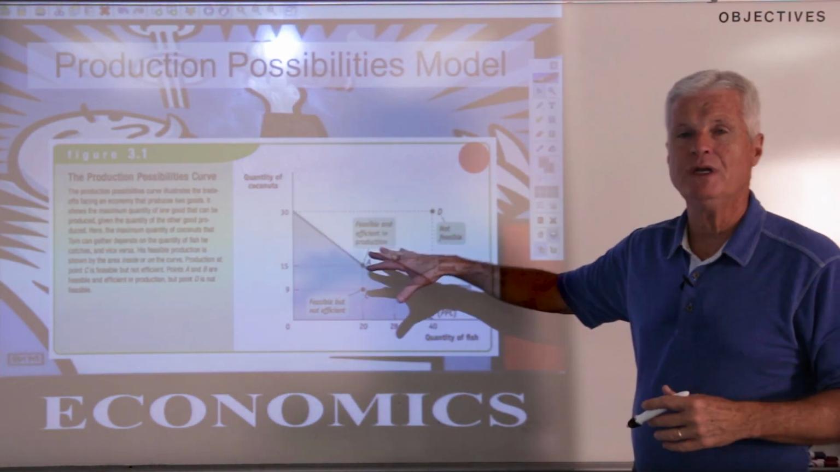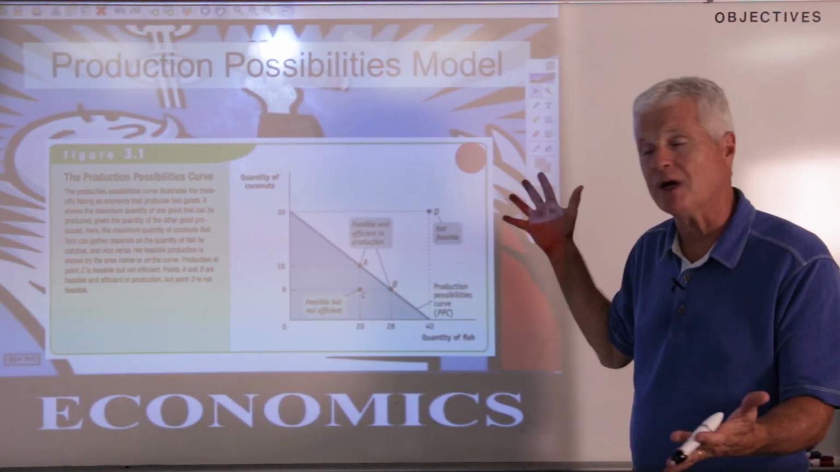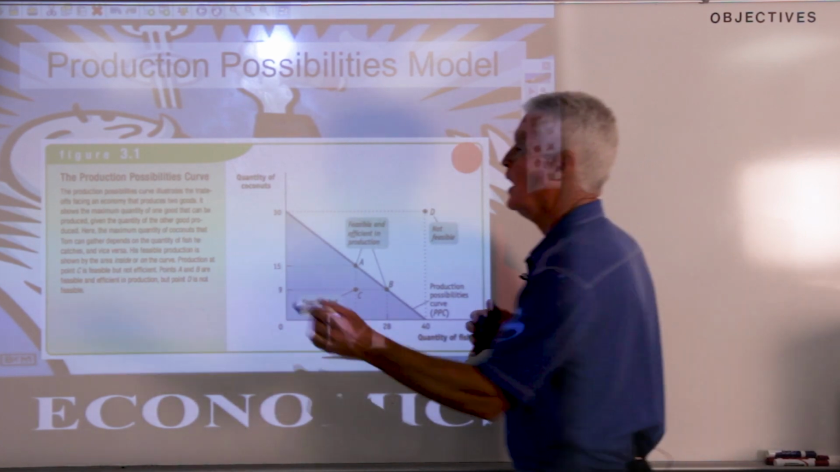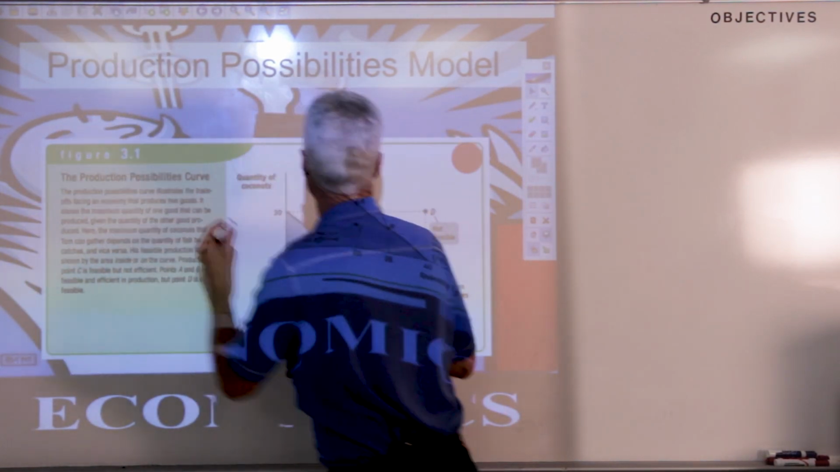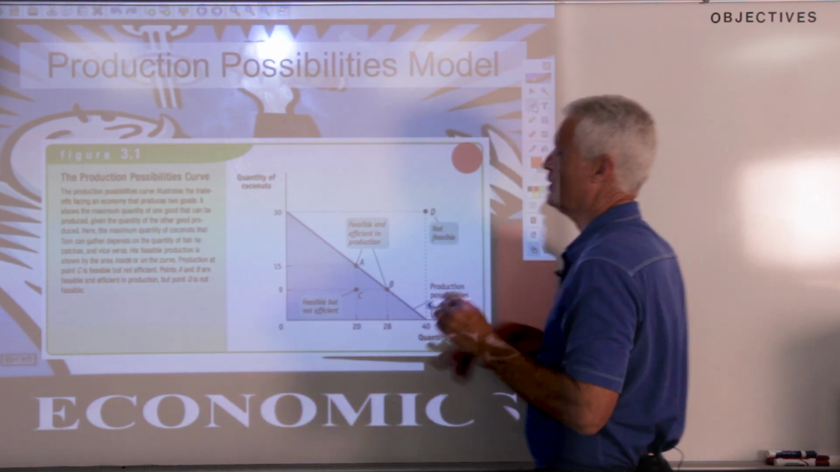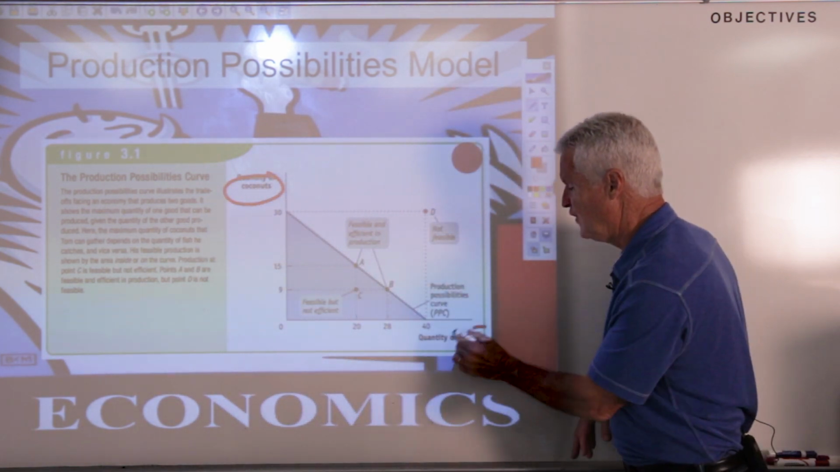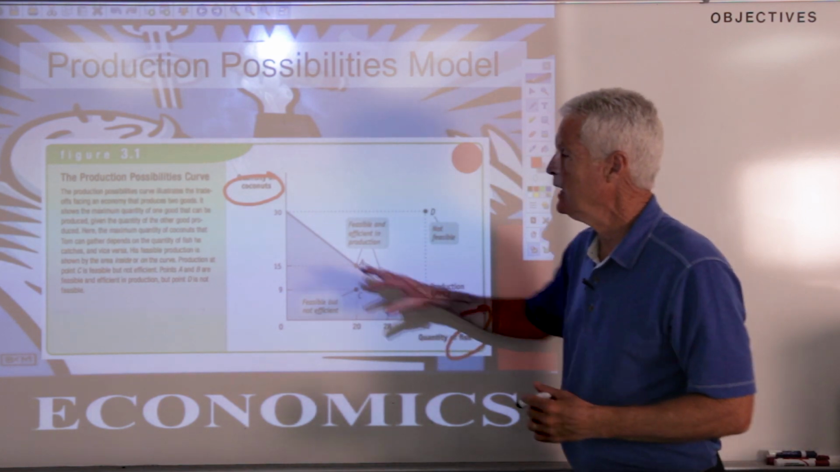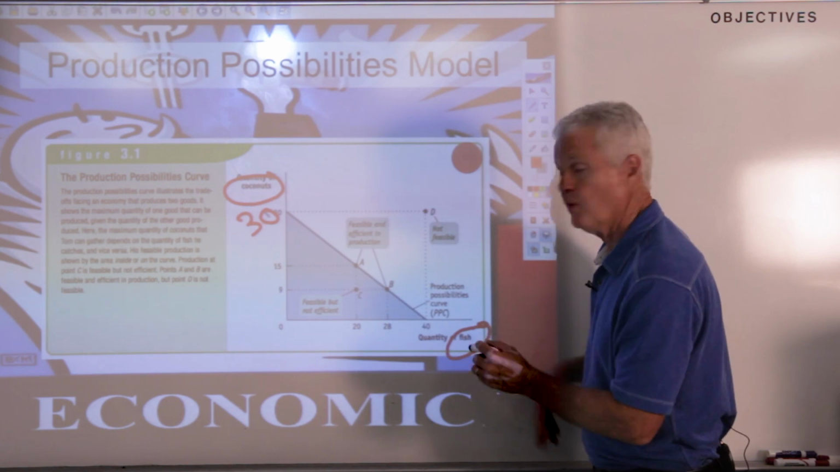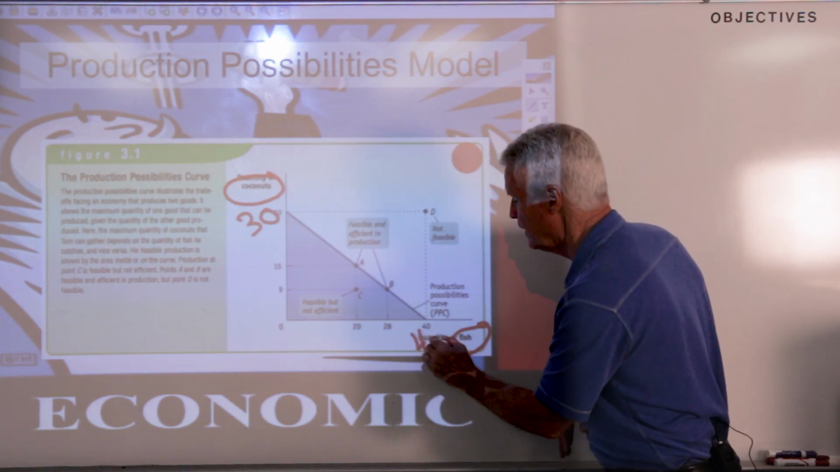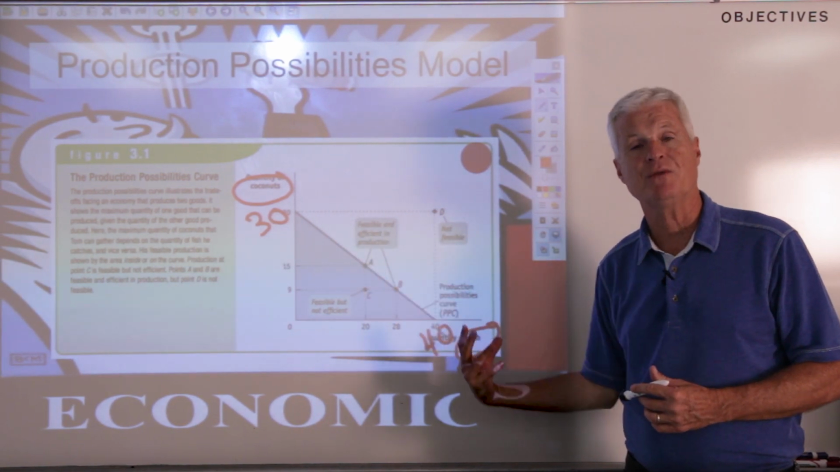Okay, first thing we need is the production possibilities curve. This is an example of a production possibilities curve. Up here is coconuts. Down here is fish. Okay, and then we can produce 30 coconuts. We can produce a total of 40 fish, or we can produce some of one and some of the other.